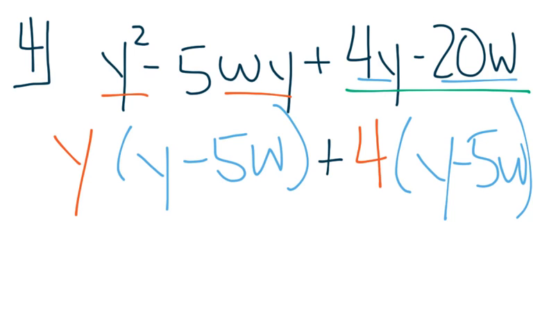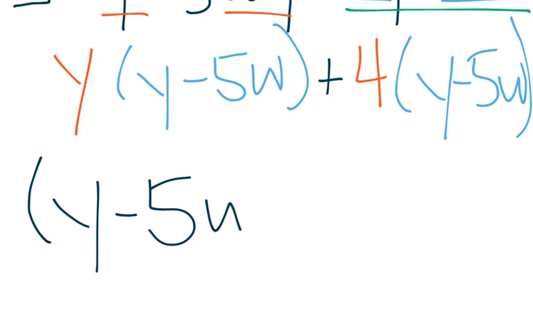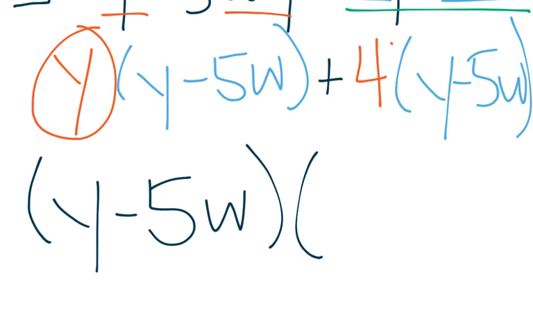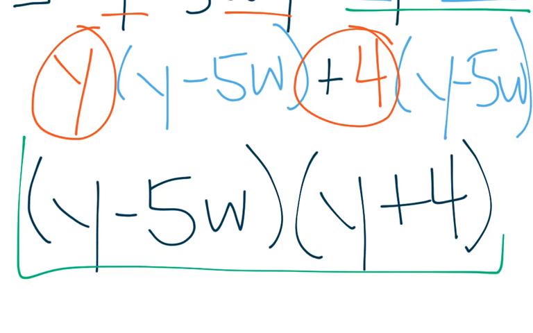So as you can see, this in the parentheses and this in the parentheses is the same. Okay, so you can factor that out. Our first term is going to be y minus 5w, and then our second term is going to be the outside parts of the parentheses, y plus 4. Okay, so this is our final answer for number 4.